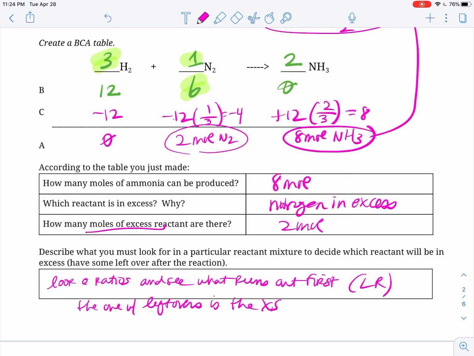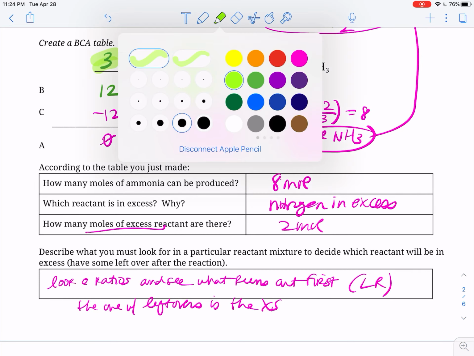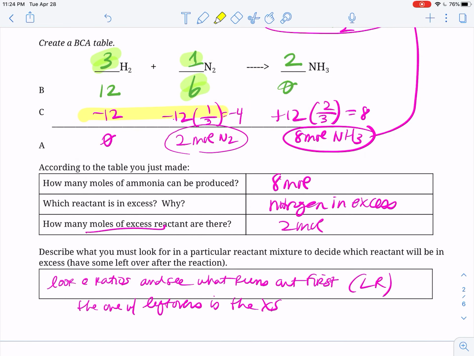And again, remember, if you're not sure, it's okay. Just pick one. Do it right here and pick one. And then if it comes out negative, then you know you picked wrong. If it comes out with 1 as 0 and 1 positive, you did it right.